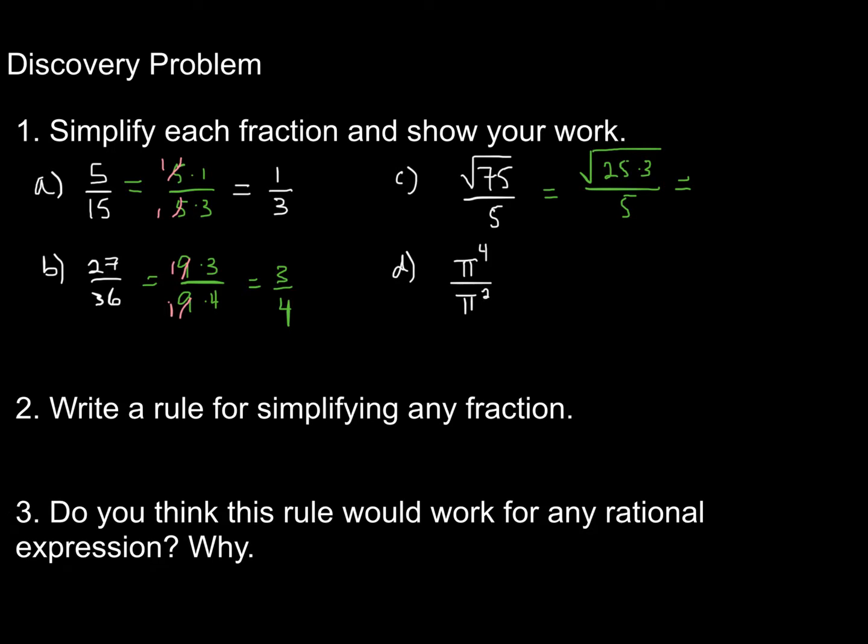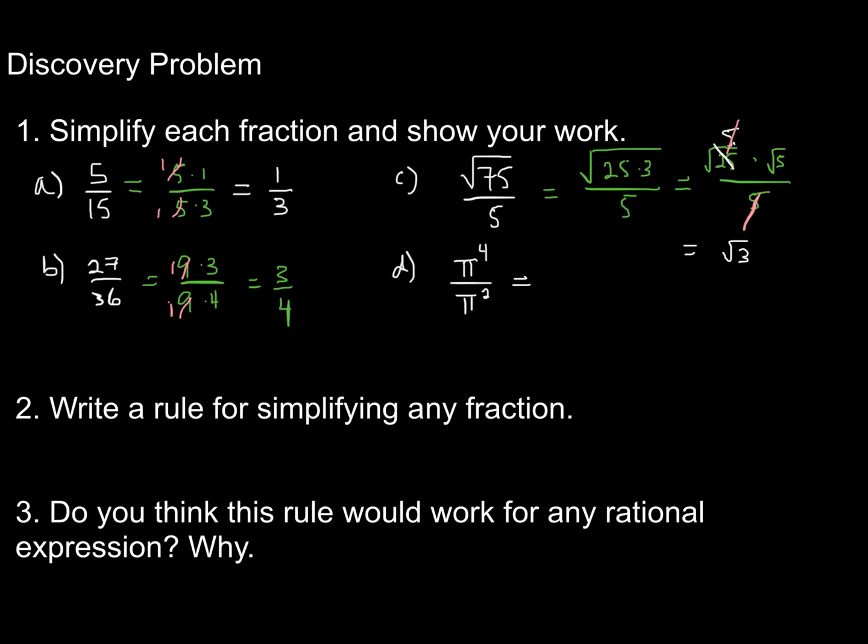Now, I know that I can take the square root of 25 times the square root of 3. I can rewrite this as the square root of 25 times the square root of 3, divided by 5. Since the square root of 25 is 5, I have two common factors, 5 and 5, and I can cancel those. Those are just 1/1, and so I'm left with the square root of 3/1, which is just the square root of 3.